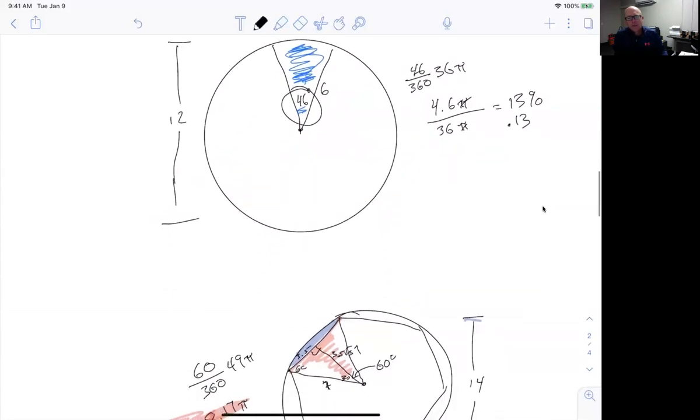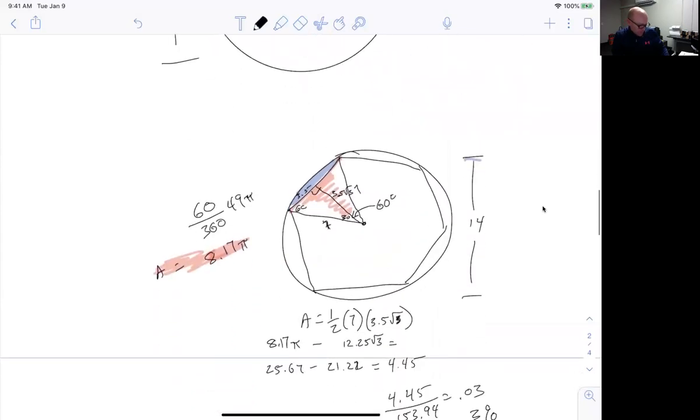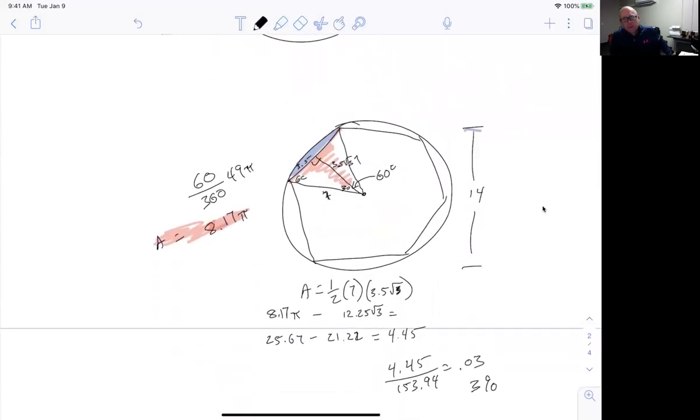Then if I was trying to find the probability of hitting that sector of the circle, I would just take the area of that sector. In that case, it was 4.6 pi, put it over the area of the whole circle, which is 36 pi, and I got that to be 0.13 or 13%. So in this one, I did the same thing. I just had to do kind of like a composite figure like we did yesterday. So hopefully it's not too bad.